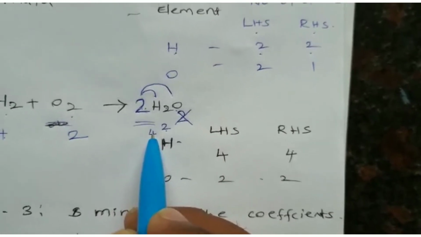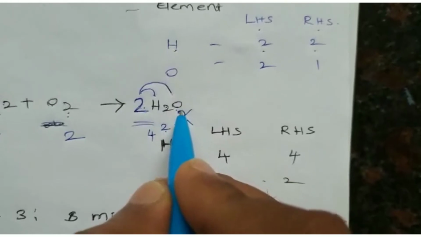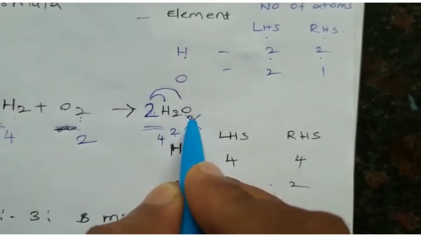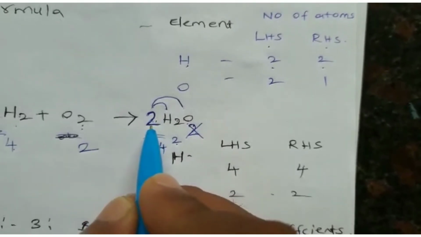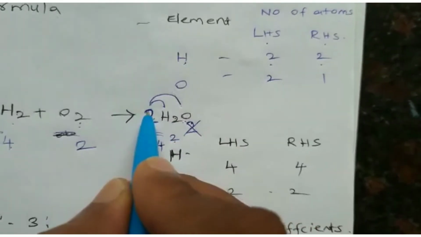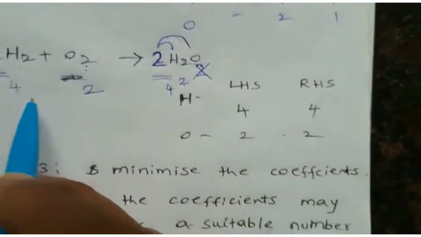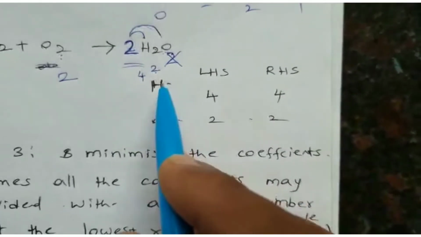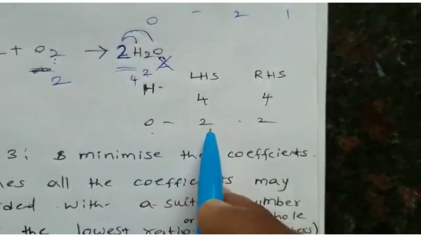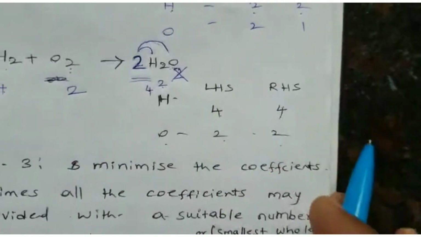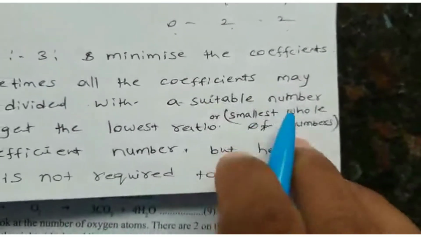Okay, balanced. Next, oxygen atoms 2. Here, you don't touch the ratio of oxygen atoms, but you put the proper coefficient before the formula. So this 2 also belongs to this oxygen. Now you can observe the ratio. Hydrogen atoms left side 4, right side also 4. Oxygen left side 2, right side also 2. So it is balanced.